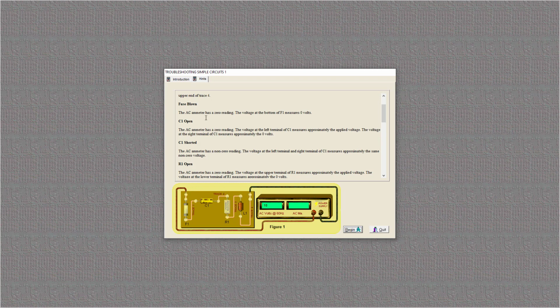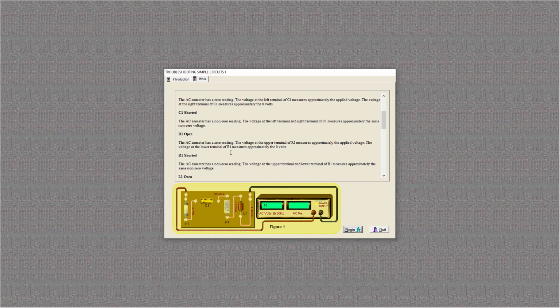So let's go through. A blown fuse is going to have zero current, and our voltage at the bottom of the fuse is going to measure 0 volts. If we have a capacitor that's open, we're going to get the full voltage on both sides of this. C1 shorting, we're going to get a non-zero reading on both sides of this terminal. One side we're going to have the applied voltage, the other side we're going to have a ground. If it's shorted, we're going to be the same on both sides.